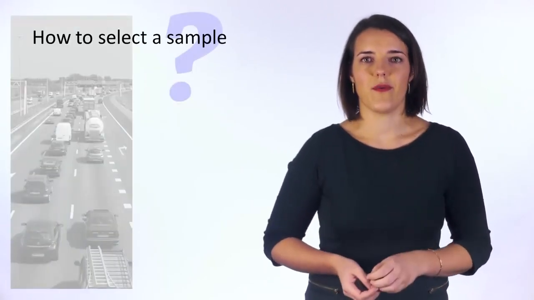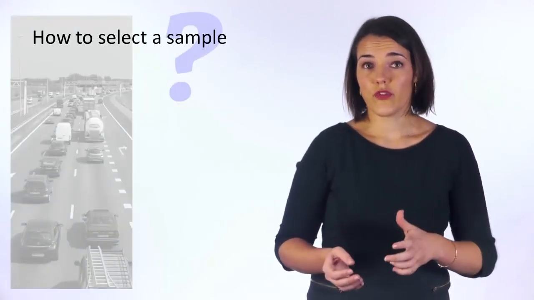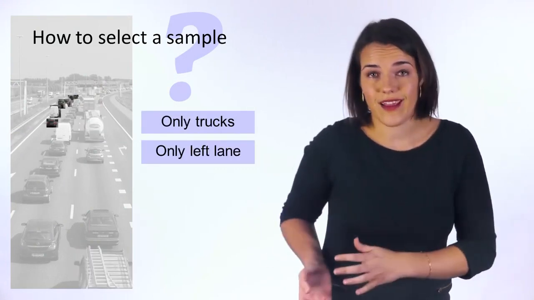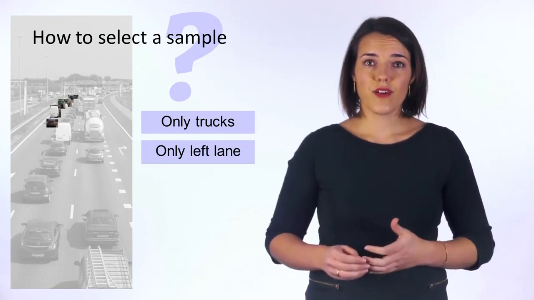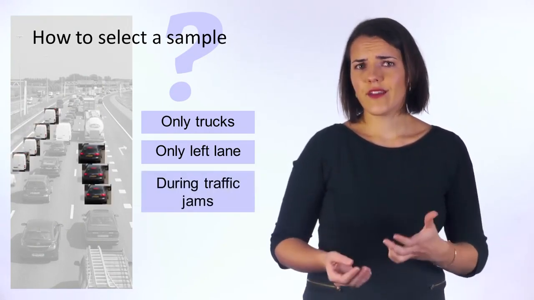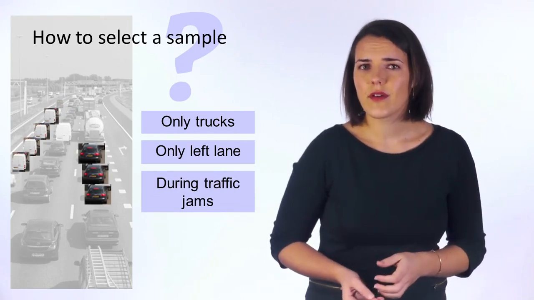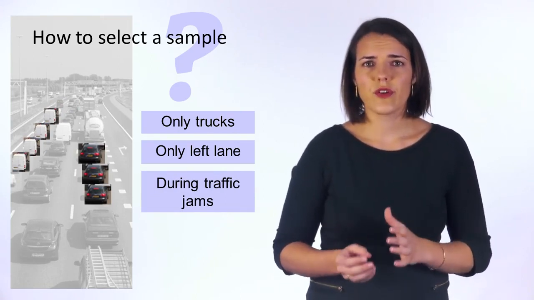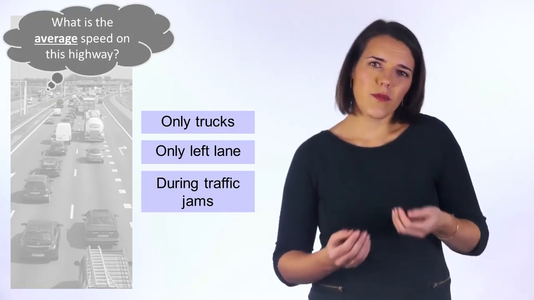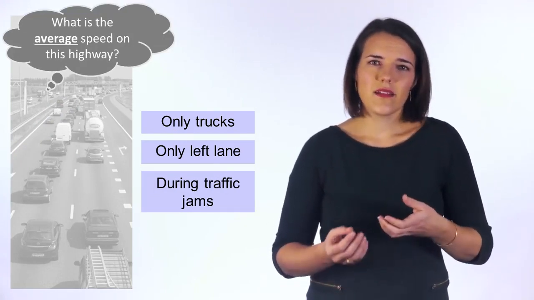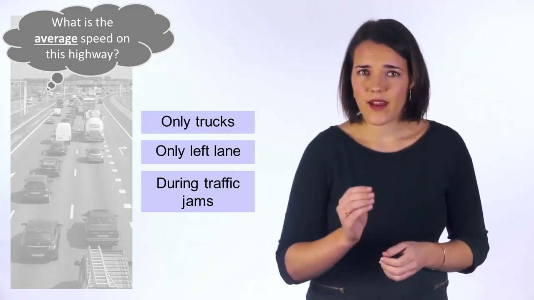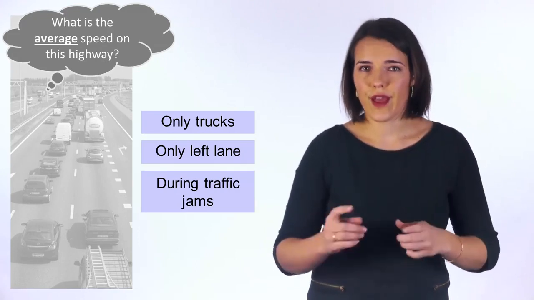Let's go back to our highway. Should I focus on all the trucks? Or should I focus on all the cars in the left lane? Or should I measure many cars during traffic jams? Are these good sampling strategies? Remember, we wish to know the average speed on this piece of highway. And you maybe already have a feeling that these three strategies will not give us a very accurate estimate of the overall average speed.